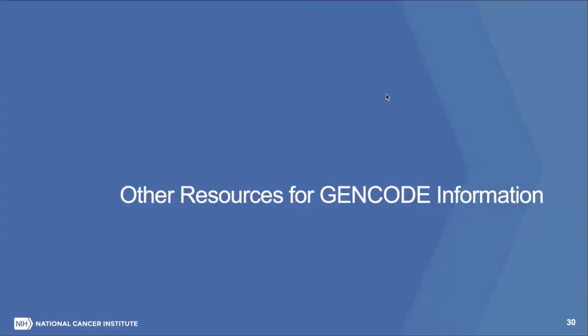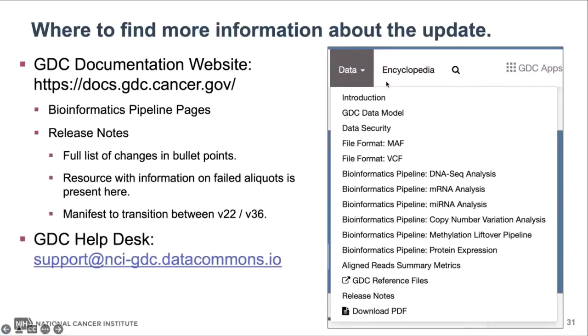So lastly, I just want to introduce some ways that you can find more information on GENCODE and what we provide at the GDC. Most of the information that I'm telling you here, and even more things that users need to know, can be found in the GDC documentation website. So this is at docs.gdc.cancer.gov. We have many pages on the bioinformatics pipelines that go in depth for how these were run.